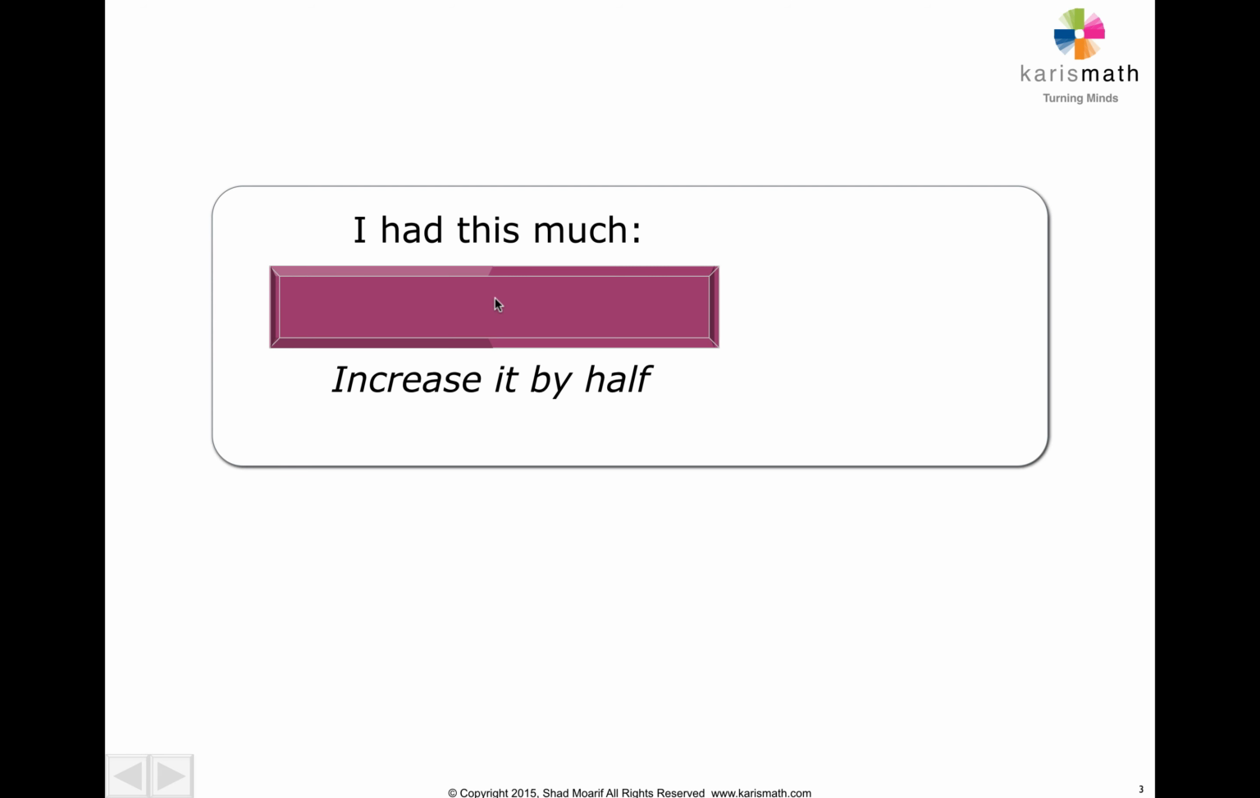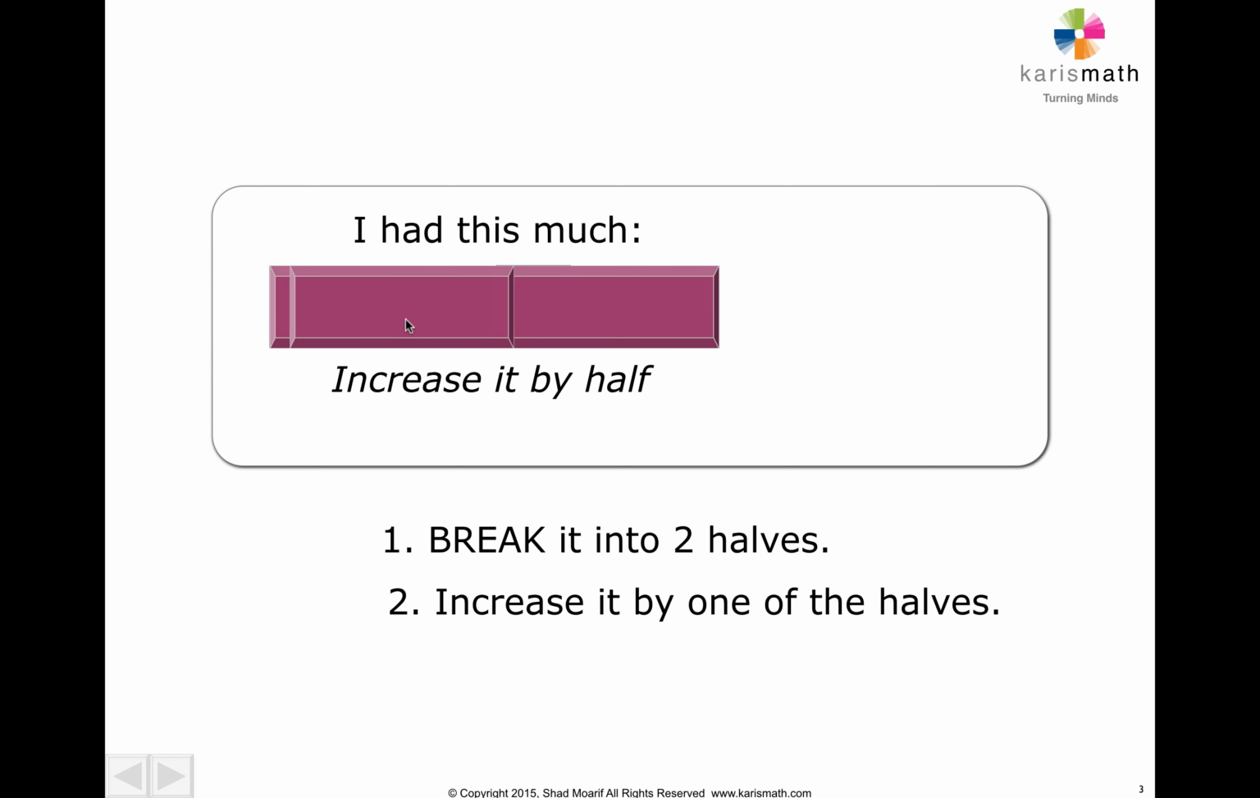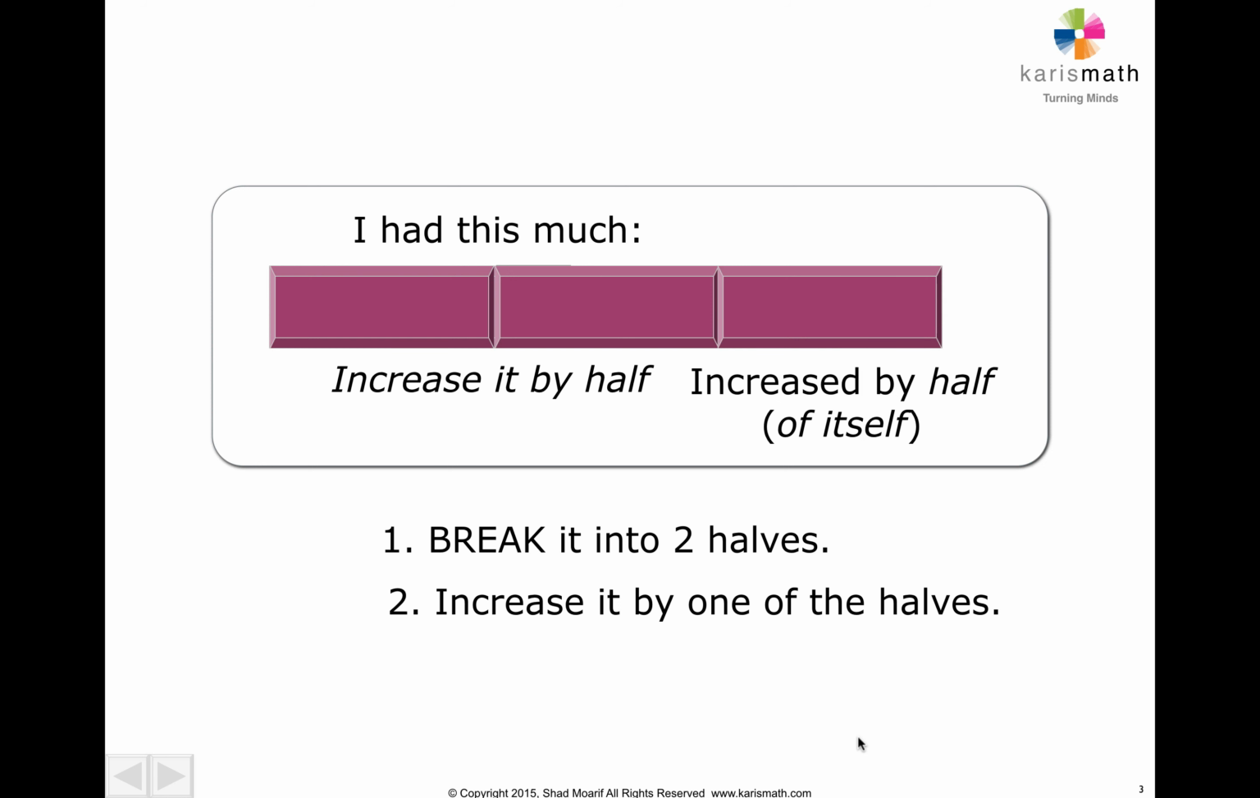What do I do? I take half of the chocolate, which means break it into two halves, and take one of those and increase it by one of those halves. There it is. And that's what I'll get in the end. This is what I had plus half more of this. So it's as simple as that. So it's increased by half. That's what that means.